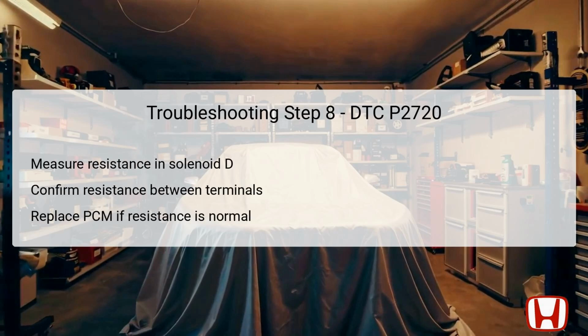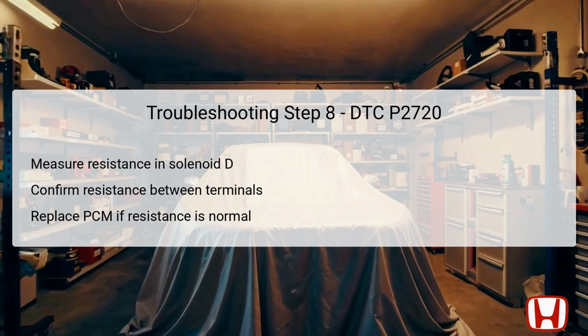In the final troubleshooting step for DTC P2720, the focus is on measuring the resistance of the AT clutch pressure control solenoid valve D. After ensuring the vehicle is in the off-lock mode, and both the solenoid connector and PCM connector B are disconnected, resistance should be measured between test points 1 and 2. These points correspond to the number 1 and number 2 terminals of the AT clutch pressure control solenoid valve D 2P connector. The reading should be between 4.7 and 5.9 ohms for the solenoid to be considered functional.